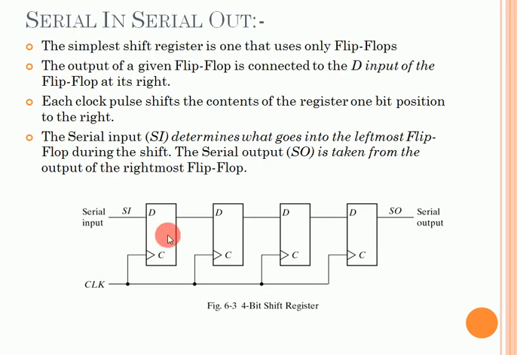Here you can see we are using 4 D flip-flops, and we have arranged them in a manner to make a 4-bit shift register. This shift register will behave as a serial in, serial out shift register. So here the output from each block will come when a clock pulse is provided. The serial in, SI, determines the data that goes into the leftmost flip-flop during the shift, and the SO, that is the serial output, is taken from the output of the rightmost flip-flop.